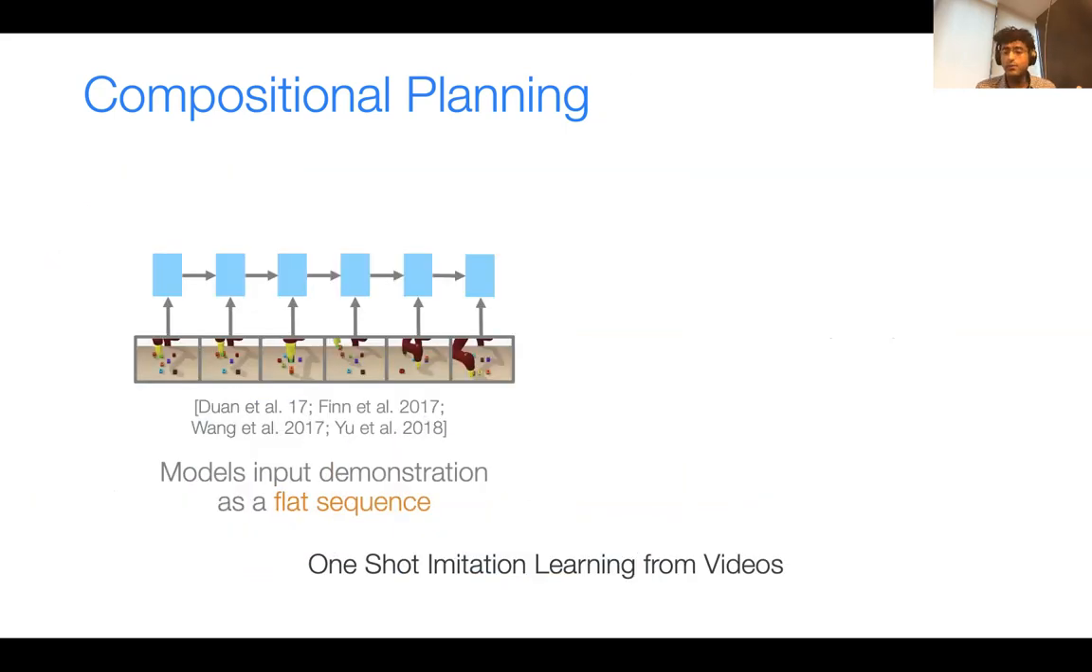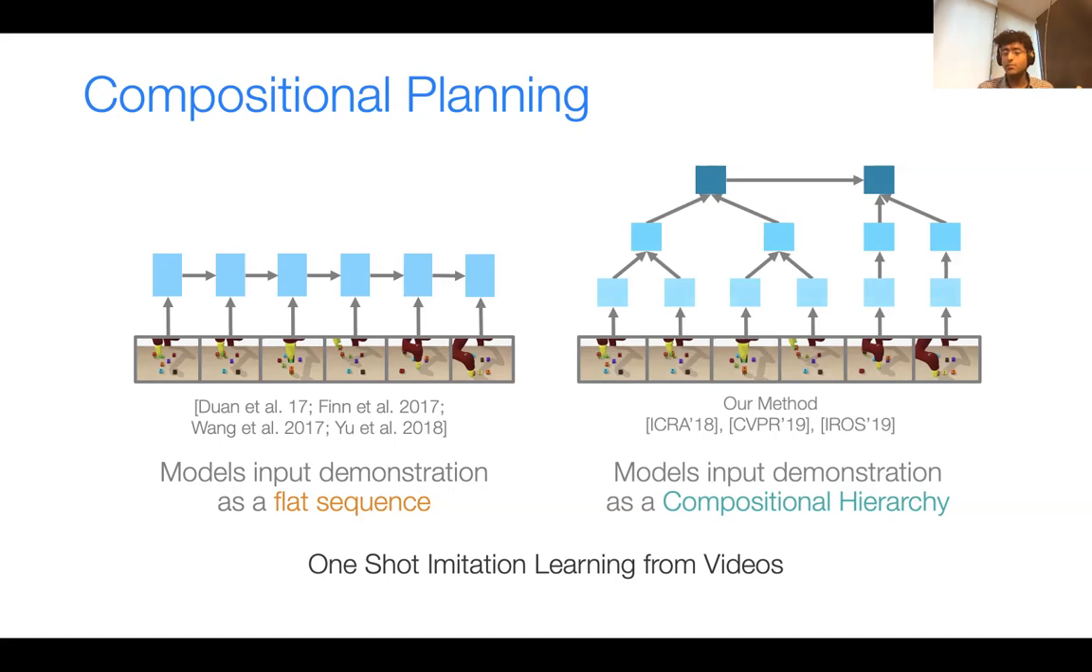Now, this idea of one-shot imitation learning, particularly from videos or instructional videos, has been quite popular of late. But if we look at the methods that have attempted such a task, often they model the input demonstration as a simple, flat sequence of images, and they do not really leverage the structure either in the images or in the task itself. We would want to use this compositional hierarchy both in the representation and in the supervision to be able to get better performance and generalization.